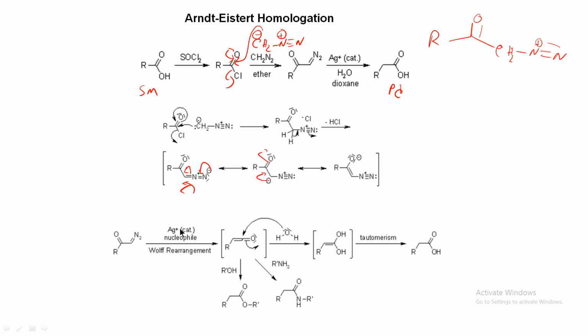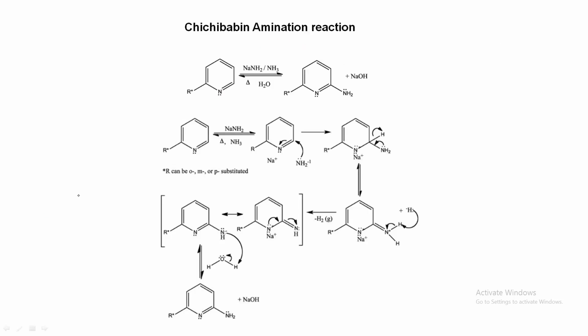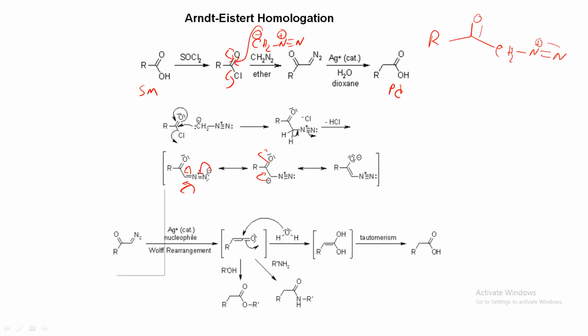So this thing, now when it is treated with Ag+, what would be happening? It is just the Wolff rearrangement. So Wolff rearrangement would lead to formation of this isocyanate. They have not shown it here, so let me just write the mechanism.